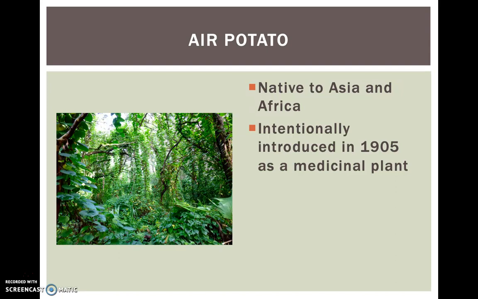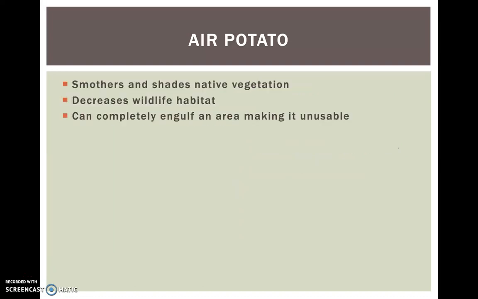The air potato. Native to Asia and Africa, it was intentionally introduced in 1905 as a medicinal plant. The air potato can smother and shade native vegetation, decrease wildlife habitat, and can completely engulf an area, making it unusable.